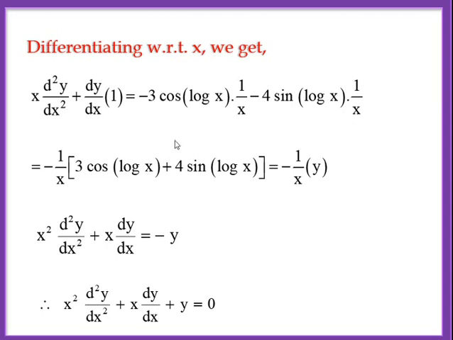Again, minus 1 upon x is taken common to get in bracket 3 cos of log x plus 4 sin of log x. This is nothing but y given. So I get x d2y by dx square plus dy dx equal to minus y upon x. Multiply by x to get this. Take minus y to LHS to get the required answer: x square d2y by dx square plus x dy dx plus y equal to 0.